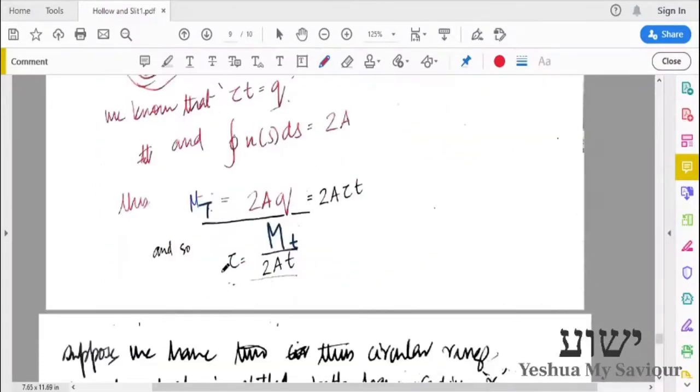So we will get tau is equal to Mt by 2At. This is a generalized equation to find the stresses. If the thickness is uniform throughout the cross section, the stress will be uniform. If the thickness is varying, obviously the stress will be varying. You can see that if the thickness is very small, the stress will increase. For thicker sections, the stress will be lower.